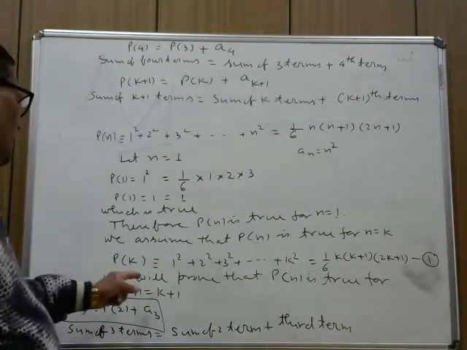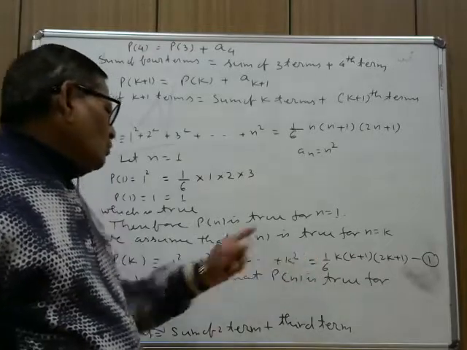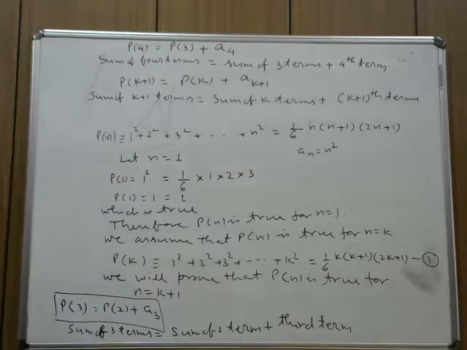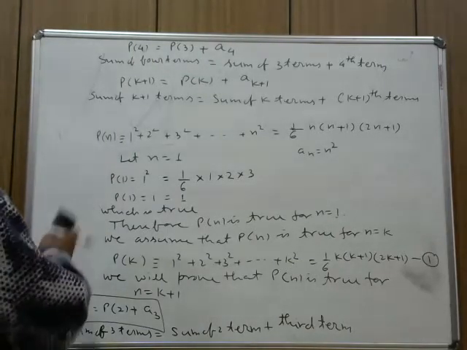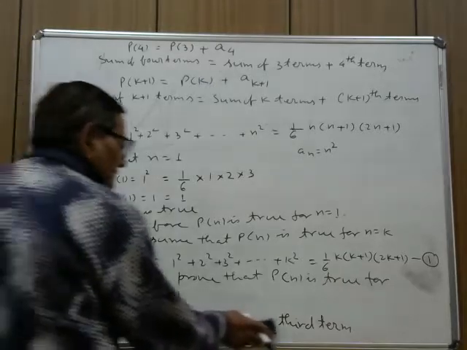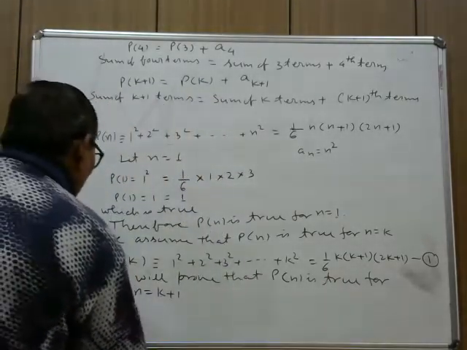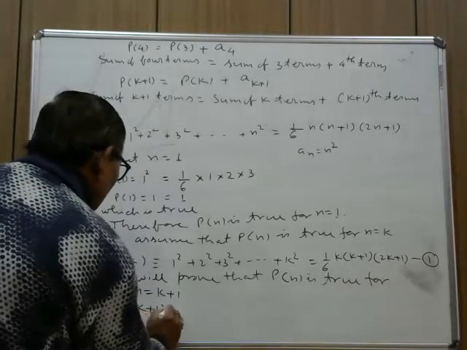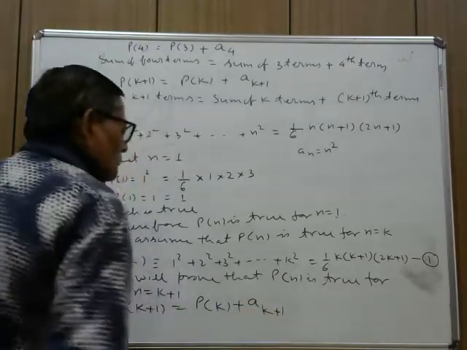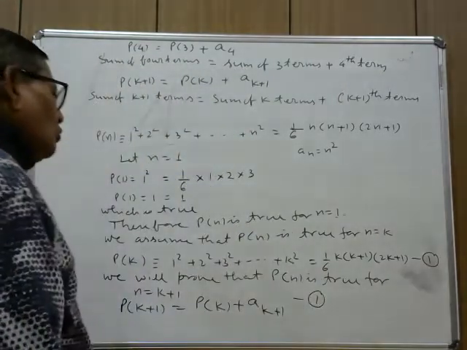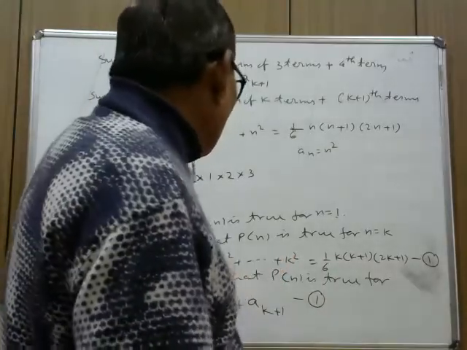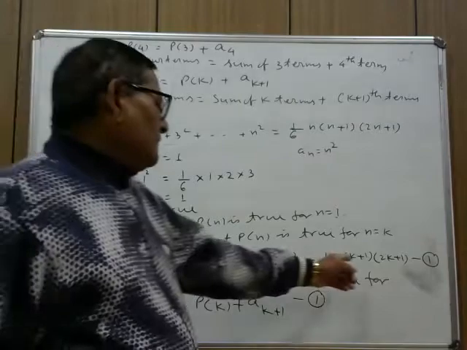So here you have assumed that Pk is true, your given statement is true for n equals k, and you are going to prove it is also true for n equals k plus 1. By all this discussion, we reach the conclusion that you can write P(k+1) is equal to Pk plus a(k+1). So the question is how you will find Pk. Pk, you have already assumed that your statement is true for n equals k. So your Pk is this much.